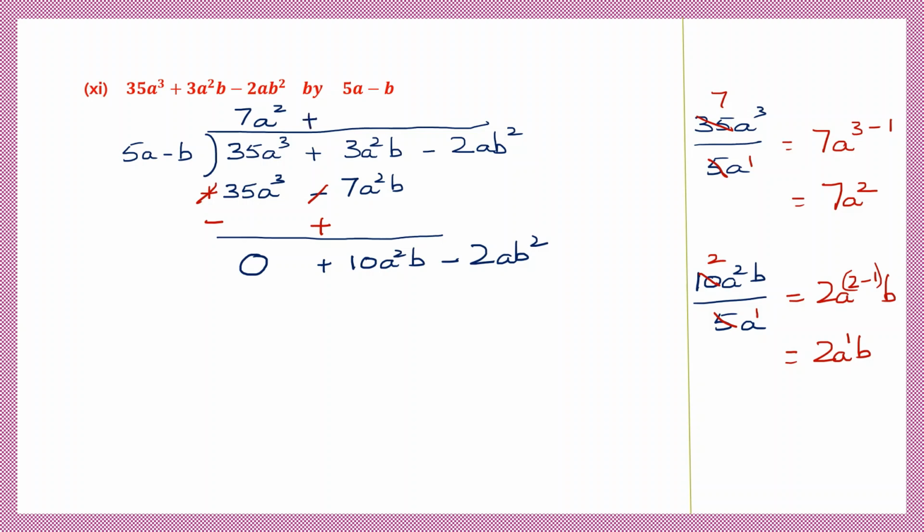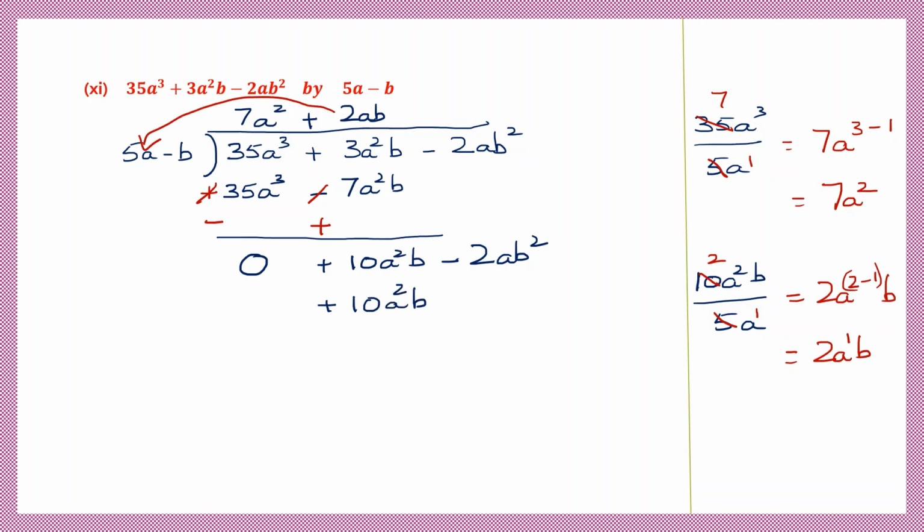So let's write that plus 2ab. Now we have to multiply plus 2ab into 5a. So let's do that. Let's multiply the numbers first. 5 2s are 10. So that is 10. A into a is a square and we have a b.